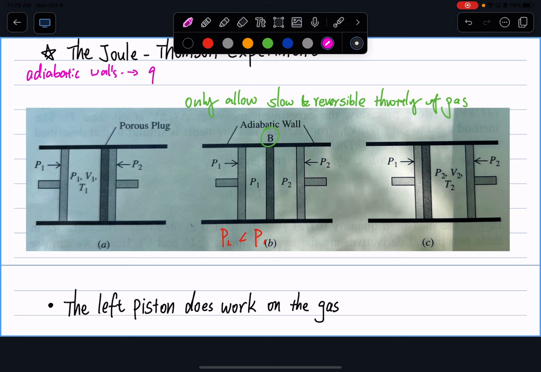So we have Q equals 0 for the process. On the left-hand side, the piston or plug is doing work on the gas. So on the left-hand side, we have W equals negative integral from V1 to 0 of P1 dV. Now our pressure P1 is a constant value, so you can write that as P1 V1.